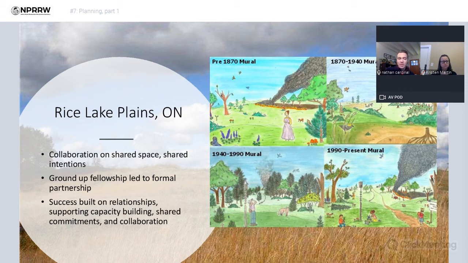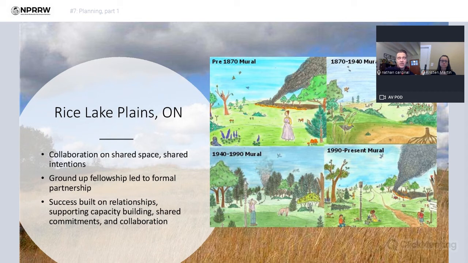And after Alderville became part of the Rice Lake Plains Partnership in 2008, NCC was able to build a relationship with the nation about, again, a common space and thinking about common objectives. And through that engagement, NCC and Alderville were able to sign a collaborative agreement in about 2012 on working together on restoration, on management, as well as interpretation of the Rice Lake Plains.